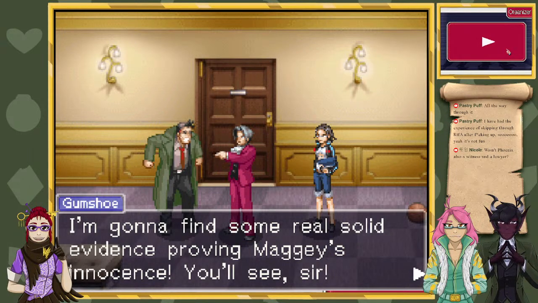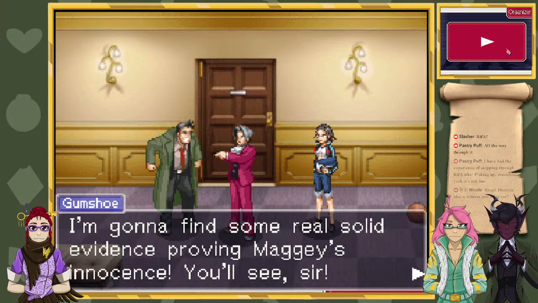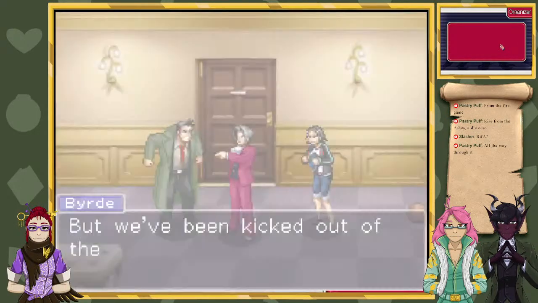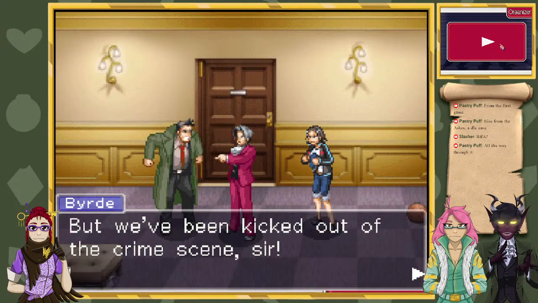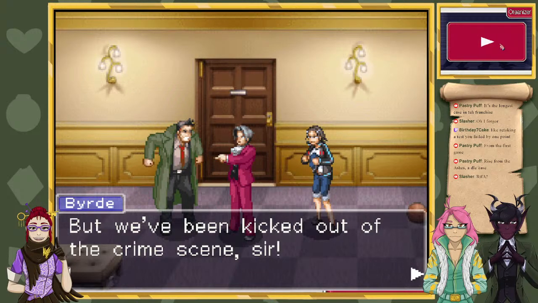Okay, that wasn't a fingle waggle. That was a something else waggle. A fingle waggle. That was something else. I don't know what that was. Gumshoe? Oh. I thought he said that, yeah. I did. All I heard was wiggle, wiggle, wiggle. Yeah. But we've been kicked out of the crime scene, sir!